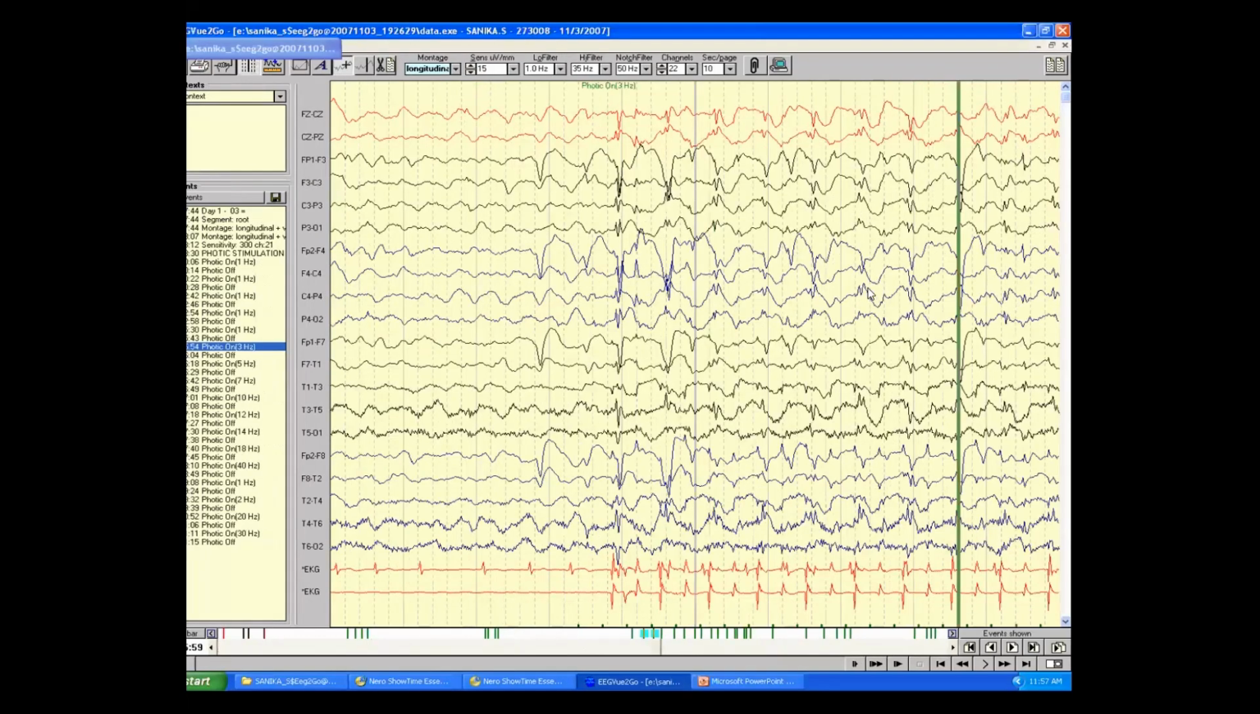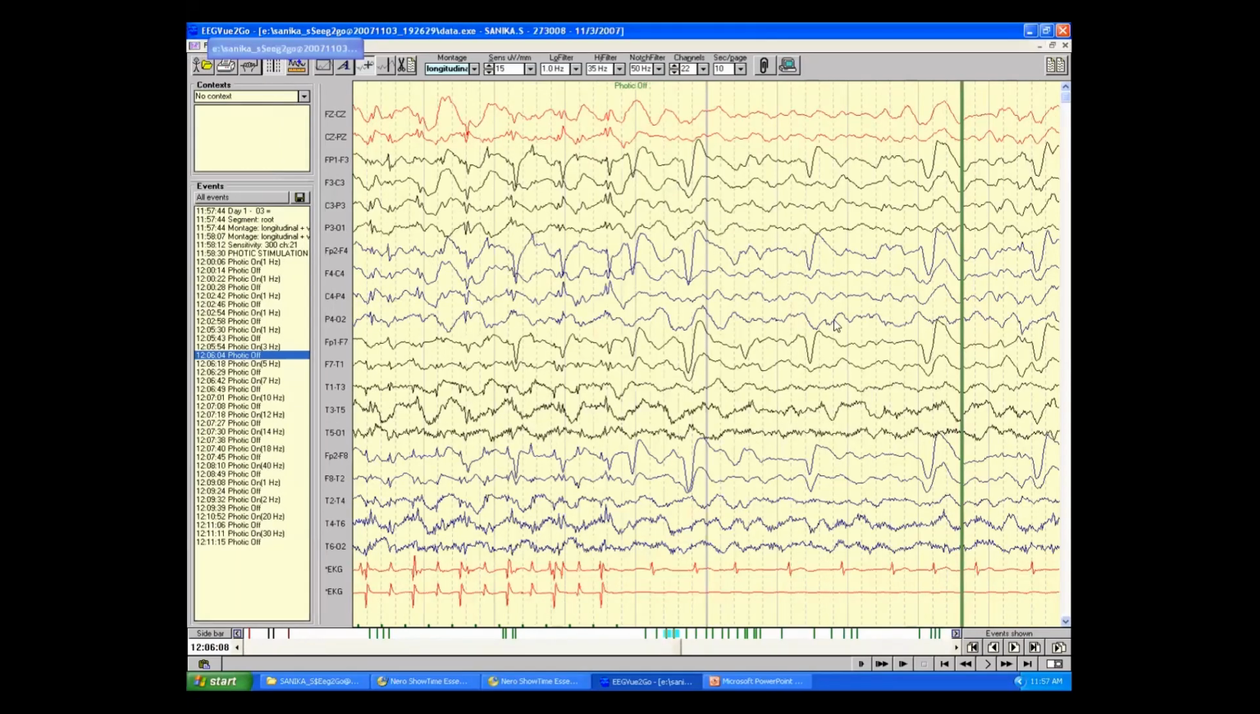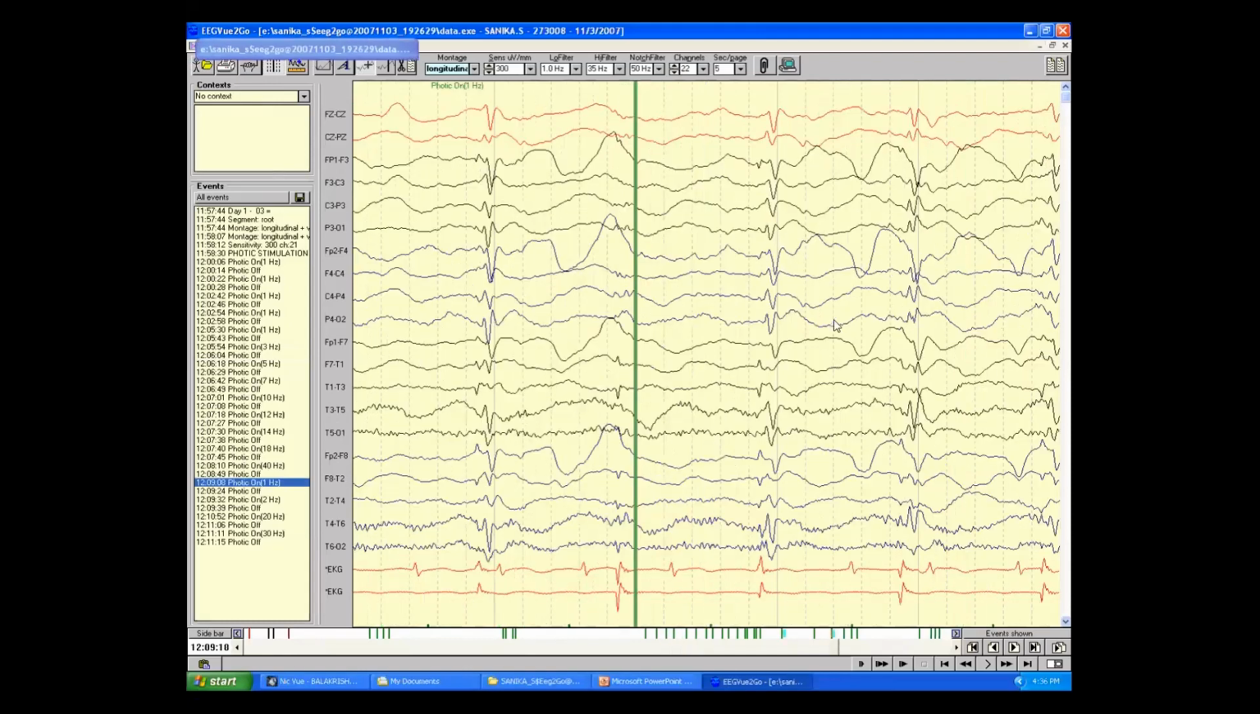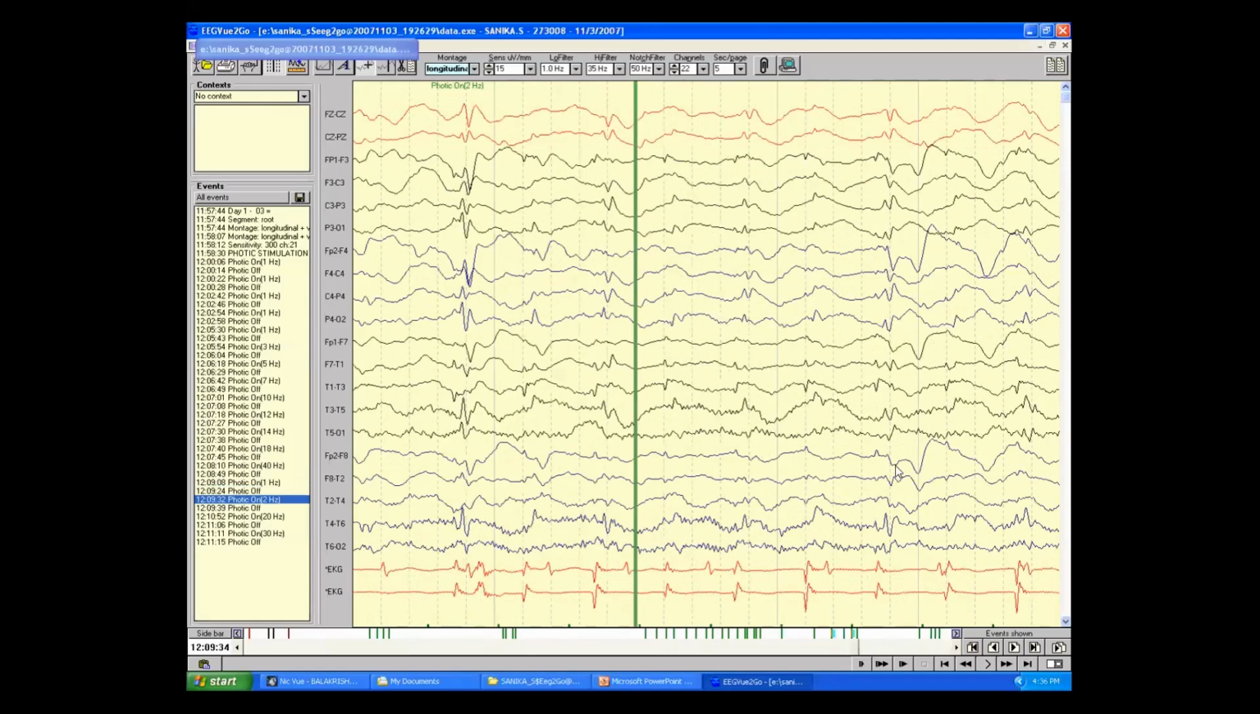And in this child, the photic is at 3 hertz. You can see the discharge is also happening at 3 hertz. Then when the photic is off, the discharges disappear. Again, you can see the photic at 1 hertz, and the discharges are happening with the photic at a lower frequency. This is at 2 hertz, and you again get discharges happening at 2 hertz also.